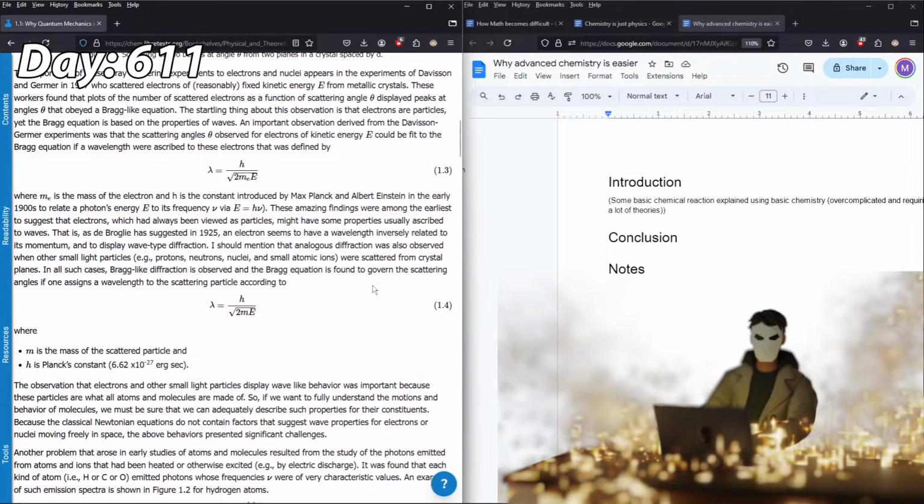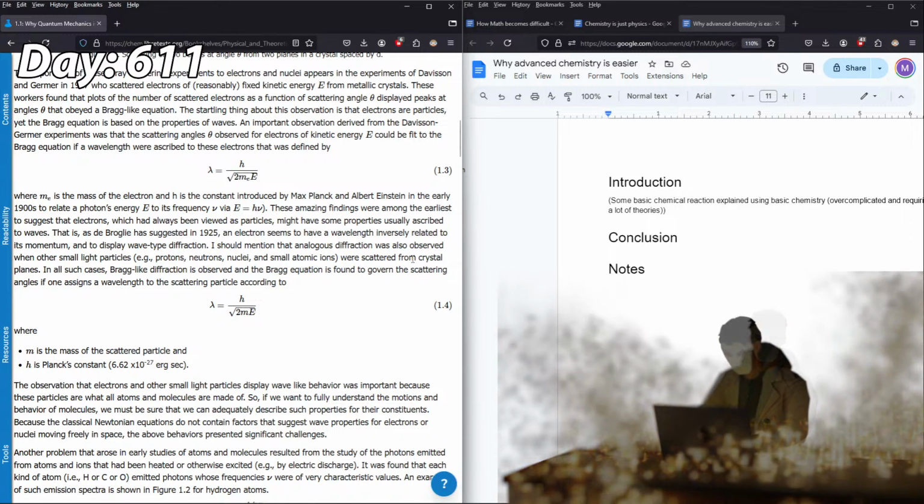Bragg equations. Quit bragging about it. Okay. Wait, important observations are discussing angles theta observed for electrons of kinetic energy E could be fitted to the Bragg equation if the wavelength were ascribed to these electrons that was defined by this. Okay. Cool.